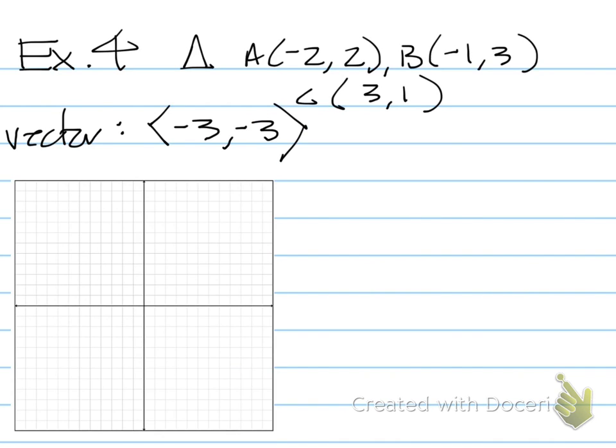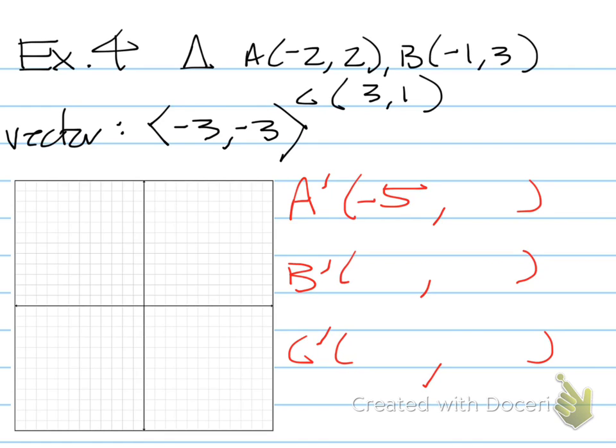And the last one, we're given the 3 coordinates for this triangle. We're going to subtract 3 from each one of the x coordinates and then subtract 3 from each one of the y coordinates to get our image.